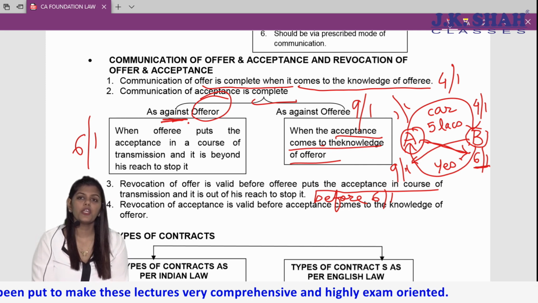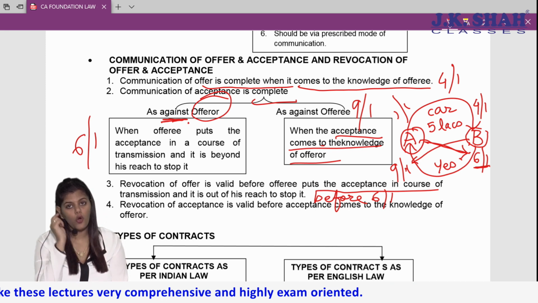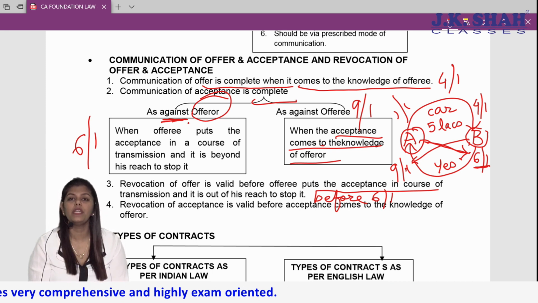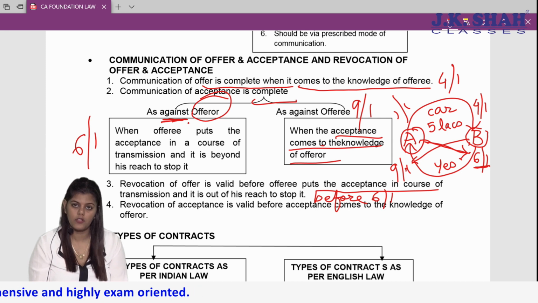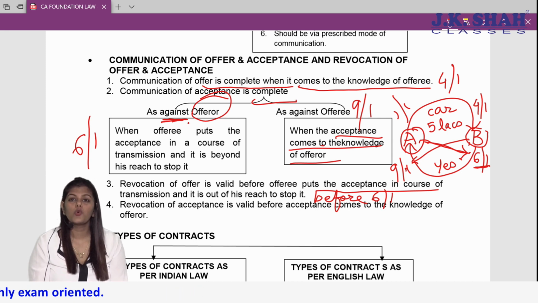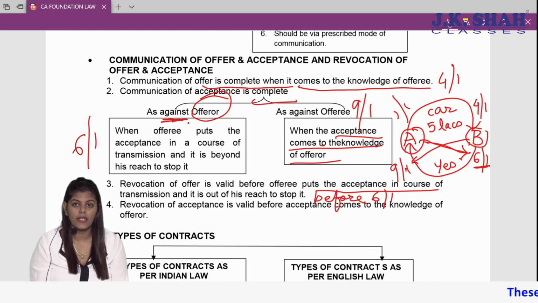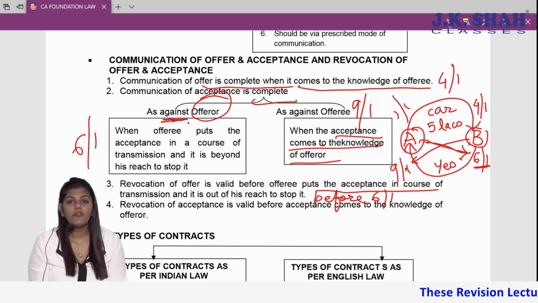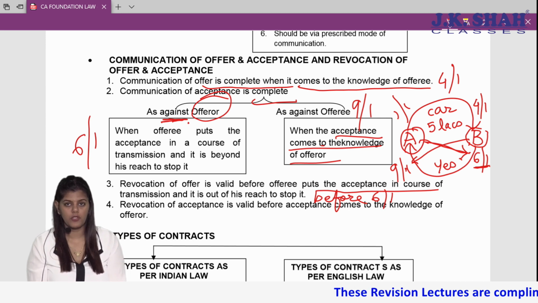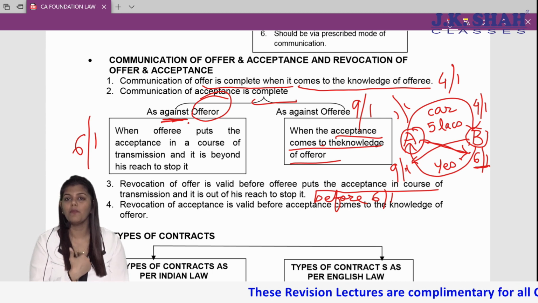Just as you are giving a chance to A to cancel his own offer, you need to give a chance to B as well to cancel his own acceptance. So B can cancel his own acceptance anytime before 9th Jan. That means anytime before A comes to know about the acceptance. See, let's keep it simple. I am A, you are B.